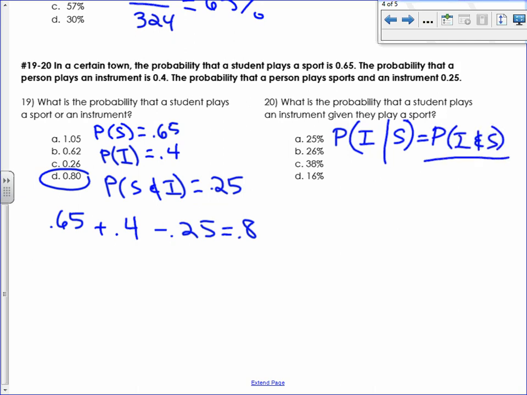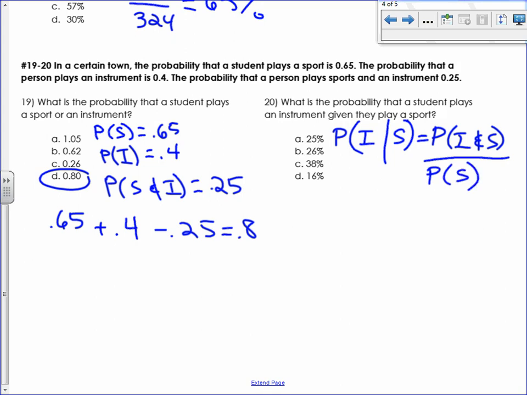So you follow the pattern. Remember, whatever the number that goes on the bottom is always the number that comes after what? Given. All right, that's important. The denominator is always whatever comes after given, whether it's in the word form or using the symbols. Okay, that's real important. Some of you probably need to write that down. Okay, so given that they play sport.